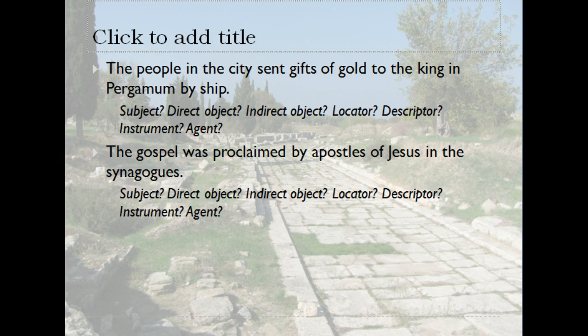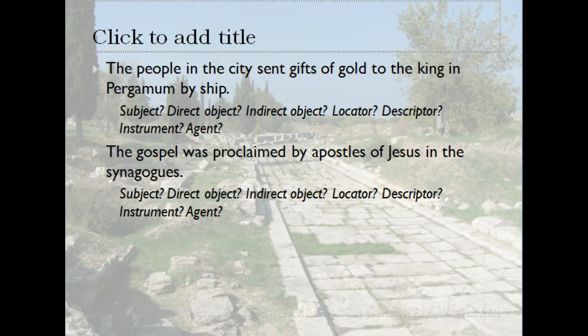If you saw that the people sent gifts is the core of this sentence, then you are probably able immediately to see that people is the subject, gifts is the direct object, and this by the positioning of these two nouns in regard to the verb sent. Then the noun city and the proper noun Pergamum show up as locators, and we know that they're locators because they're prefaced by in.